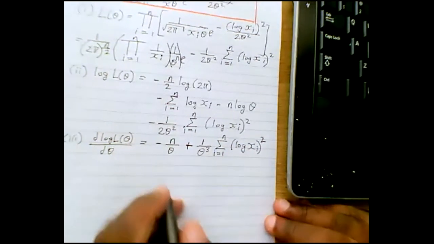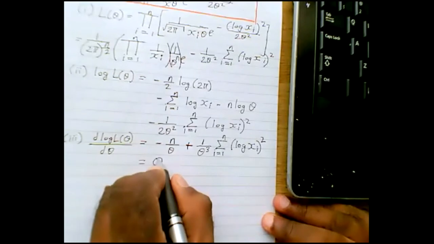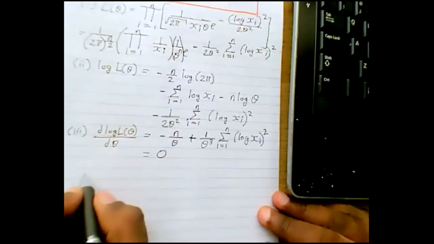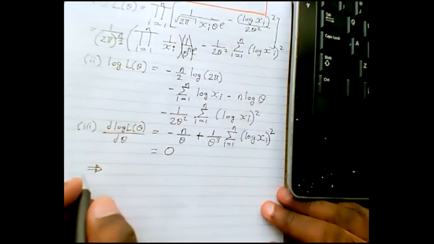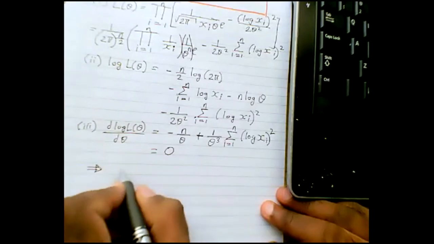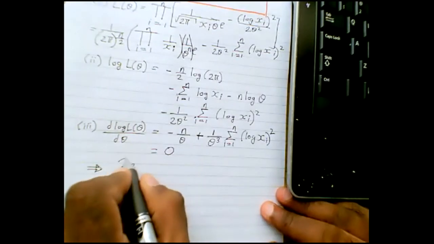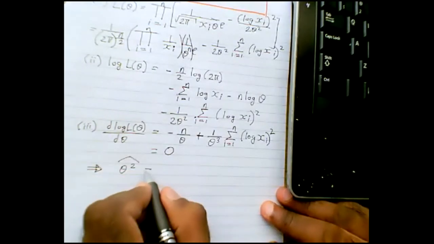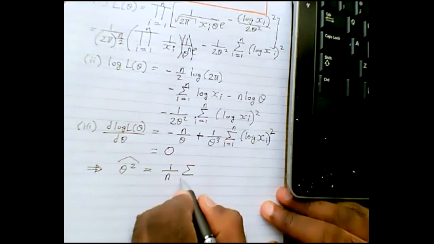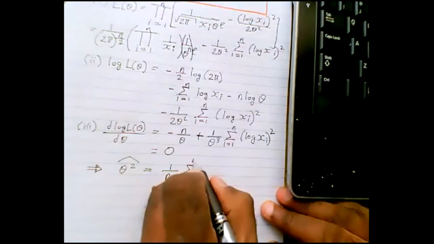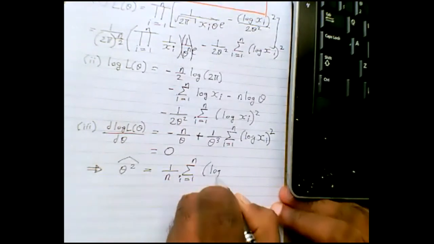Now you set this to 0 and solve for theta or theta squared. It doesn't matter, because theta squared is a one-to-one function of theta, since theta is a positive number. If you solve this for theta squared, I'm going to put a hat on top. It's going to be 1 over n times the sum of log of xi squared.